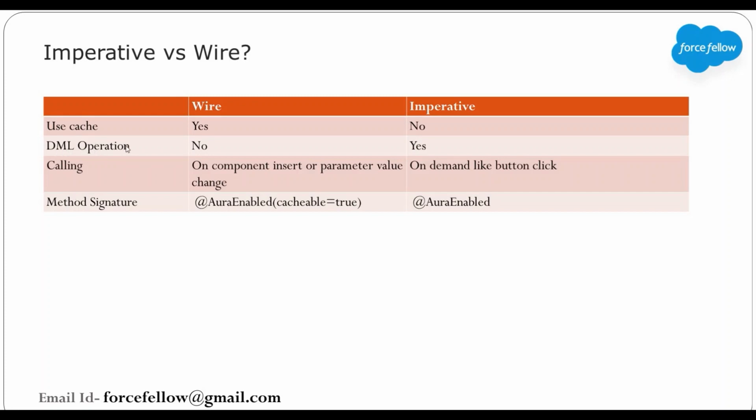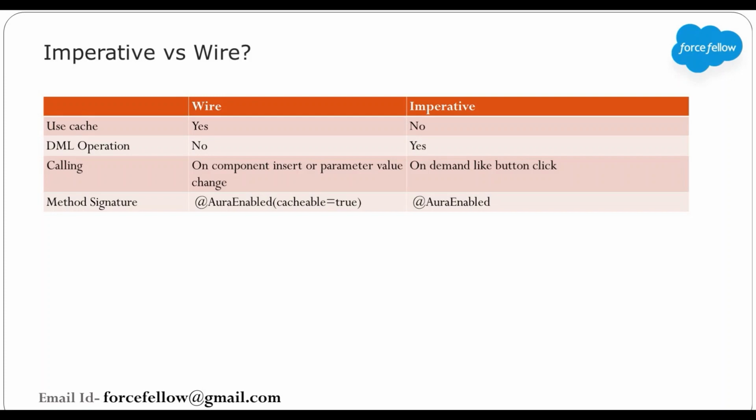Next we have DML operations. We can't perform DML operations using the wire decorator. We can only select records using wire, because the cacheable=true attribute is required with the AuraEnabled annotation if we want to call a method using wire. And in a cacheable=true method, DML operations are not allowed, meaning if we perform insert, update, or delete, then we will get an error. Using the imperative approach, we can call both cacheable and non-cacheable methods. So using a non-cacheable method, we can perform DML operations.